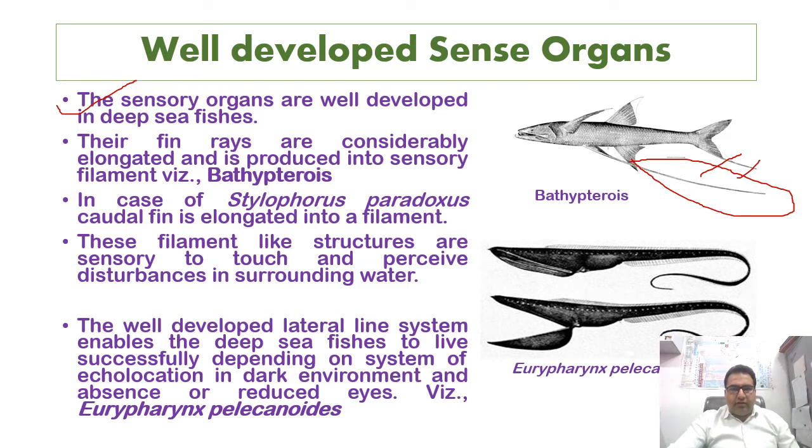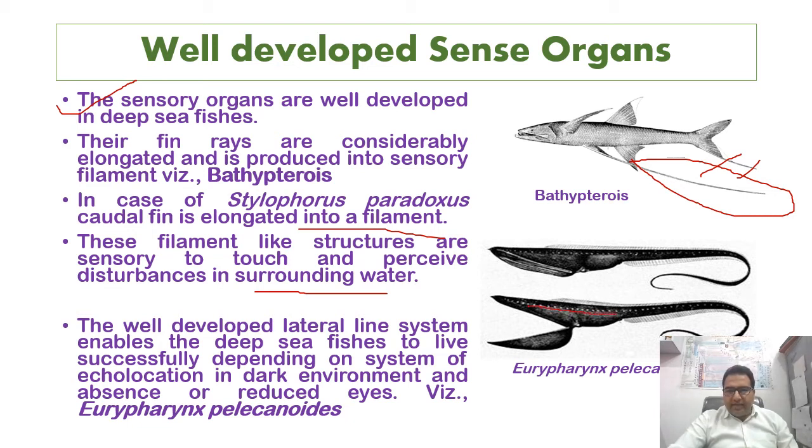In the case of Stylophorus paradoxus, the caudal fin is elongated into a filament. These filament-like structures are sensory to touch and perceive disturbances in the surrounding water. These filaments are very much sensory in nature, and they are used to perceive disturbances in the seawater.